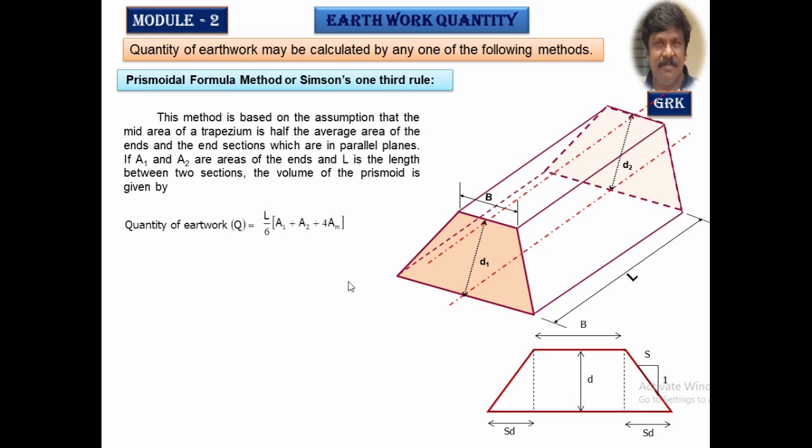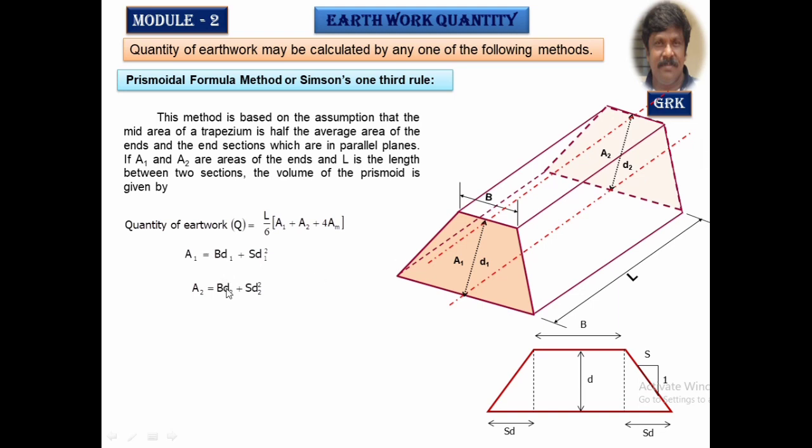The volume is given by the formula L by 6, only if it is between two sections, (A1 + A2 + 4 times AM). Let us understand how to get the A1, A2 and AM. It's a combination of the first two methods, that is the mid-sectional area method and the mean sectional area method. What does it mean? Let us understand it. A1 is the area of the first section and A2 is the area of the last section, that is the next section.